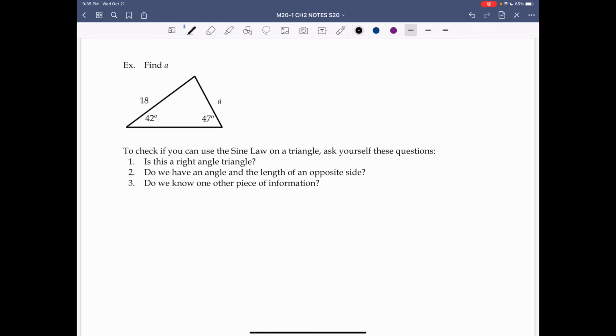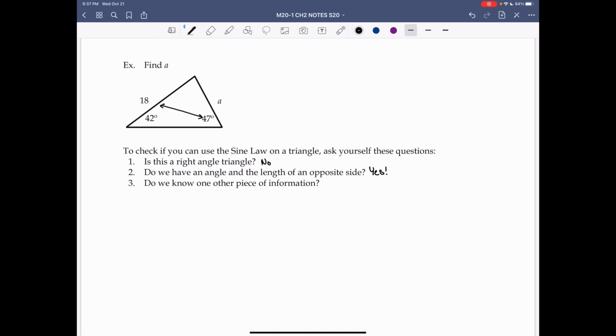Example, find side a. To check if you can use the sine law on a triangle, ask yourself these questions. Number 1, is this a right angle triangle? No. If it is a right triangle, then we shouldn't need to use the sine law because we can use Pythagorean theorem or the trig ratios. Number 2, do we have an angle and the length of an opposite side? Yes, we have 47 degrees and the side across from it, which is 18.